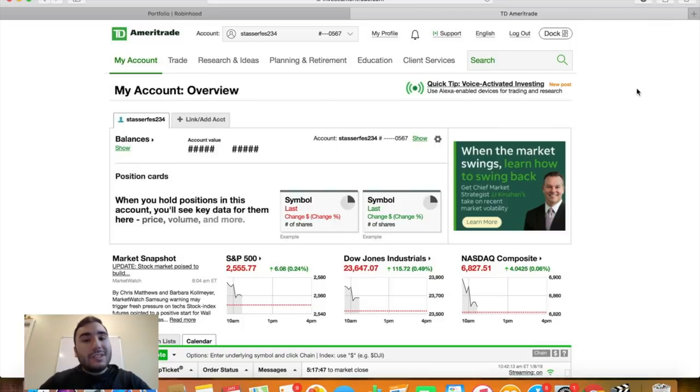Now let's talk about how much does TD Ameritrade charge per trade? Well, that's about $6.95. So if you're buying a stock, you're paying $6.95. And if you're selling one, you're paying $6.95. So in total, guys, you're paying nearly $14 to buy and sell a stock.